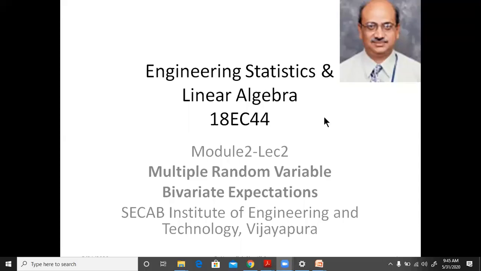So this is Engineering Statistics and Linear Algebra 18EC44, Module 2, Lecture 2: Multiple Random Variables. We'll be dealing today with the bivariate expectations. In Lecture 1, we studied the introduction and the basic things about the bivariate case, where we considered independent variables. So for two different variables, what the expectations will be is what we will see in this class.